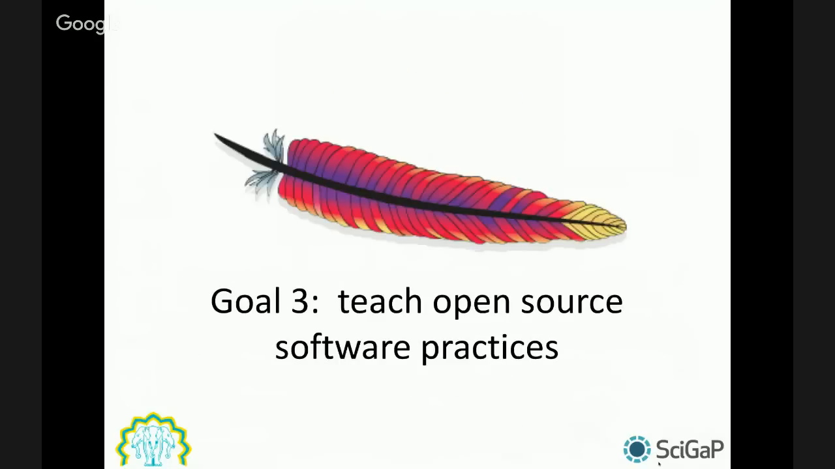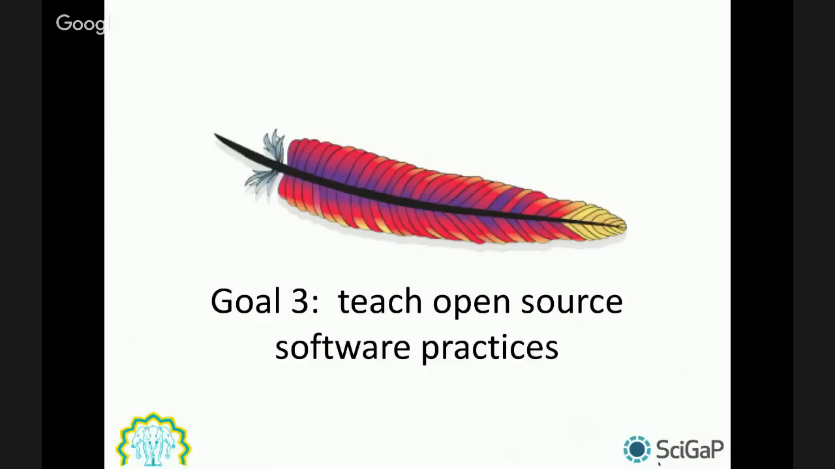Finally, goal number three, what you'll get out of this class is an understanding of how open source software is governed, how to follow open source software practices. So you may be familiar with GitHub and other tools like that, services online for managing your code and for tracking problems and communicating and so forth.